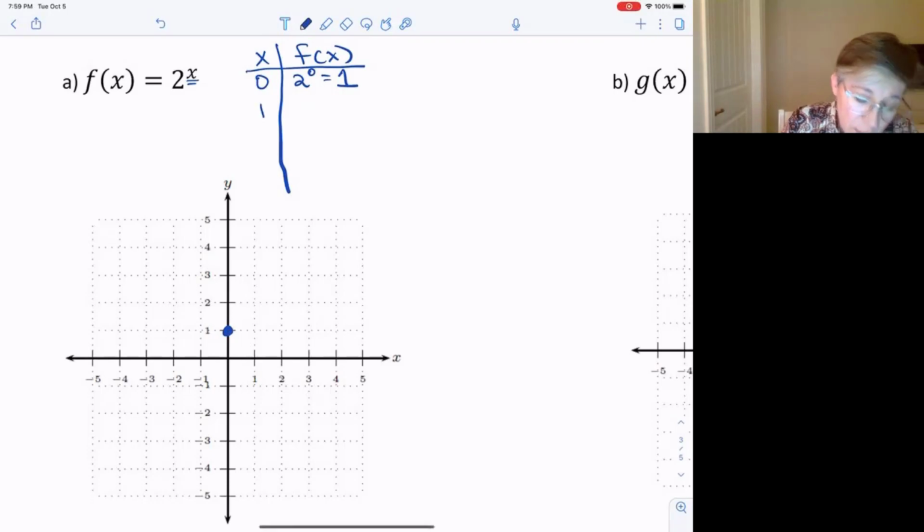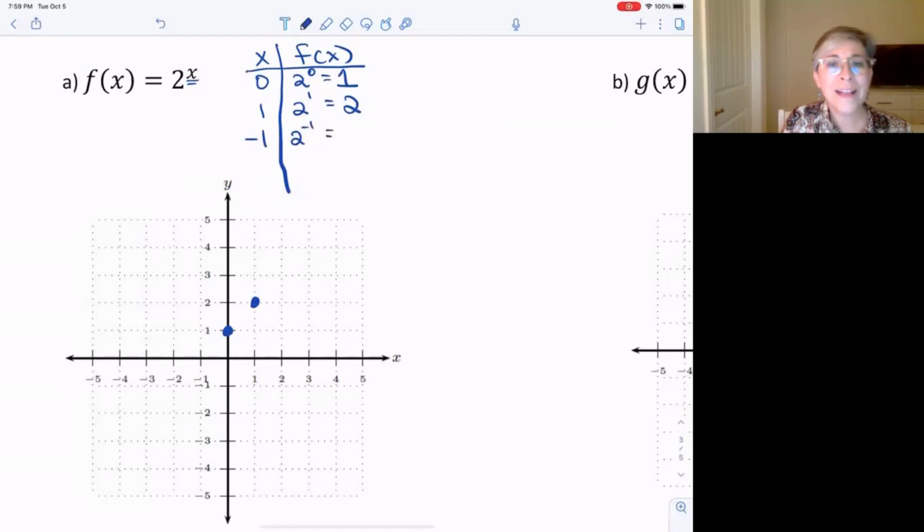Also, if we plug in the number 1 for x, you will always have your base to the first power, which gives you just your base. So in this case, we have the point 1, 2. Also, if we plugged in a negative 1, that gives us 2 to the negative 1. But remember, that doesn't give us a negative number. A negative exponent means reciprocal. So that means we have the reciprocal of the base. So when x is negative 1, our y value is a positive 1/2.